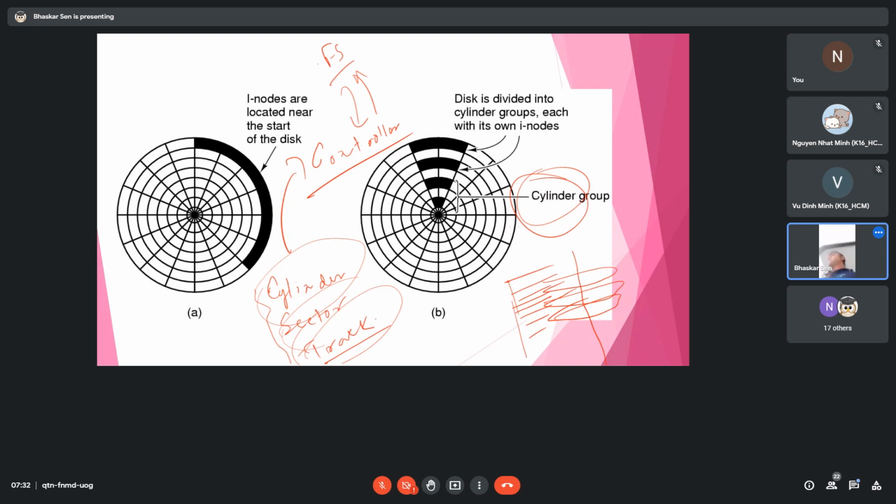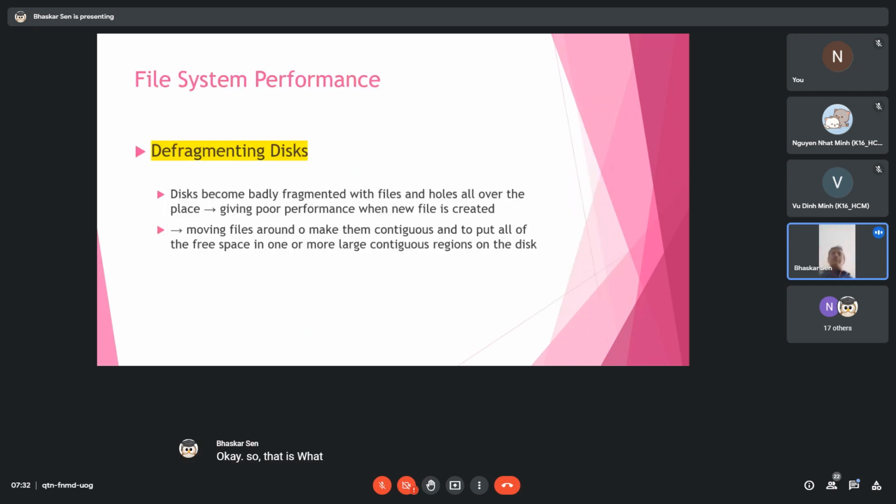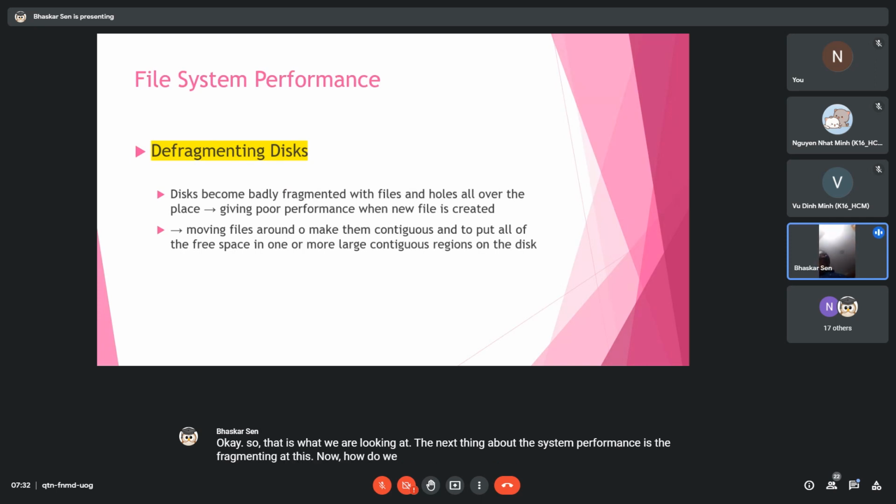Okay, so that is what we are looking at. The next thing about the system performance is defragmenting a disk. Now, how do we defragment the disk? So that is what we're going to study.